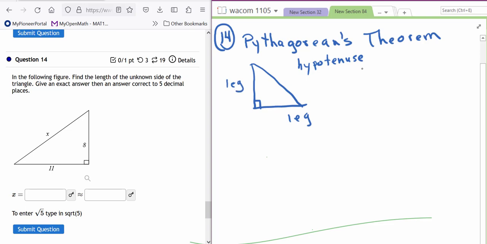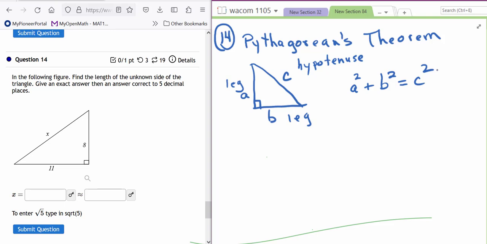Our theorem is, we're going to label this triangle. The hypotenuse is always C. These other two are A and B. Right, and the theorem says A squared plus B squared equals C squared. And this theorem lets you find the length of one side. So if you know two sides, you can find the length of the other side with this theorem.